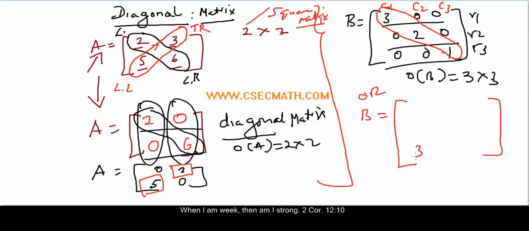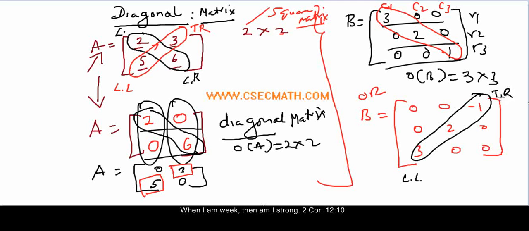Say for example 3, 2, minus 1, 0, 0, 0, 0, 0, 0. So this is a diagonal matrix which flows from lower left to top right. In this case it is top left to lower right. So there are many forms of diagonal matrix. Whenever you see entries featuring in either one of the diagonals that I've shown, such a matrix is what is called the diagonal matrix.